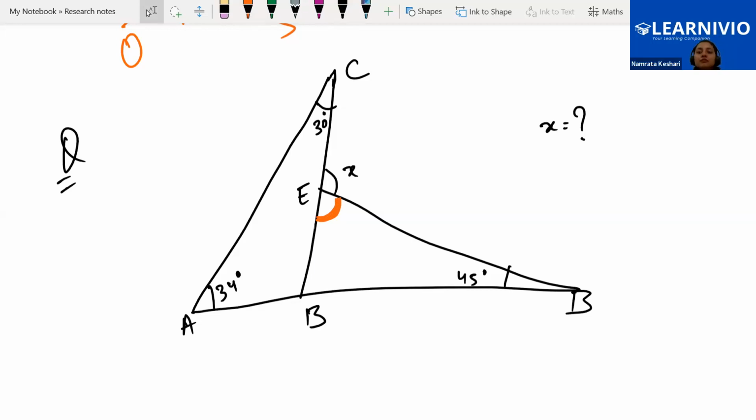Have you noted the figure, everyone? Sarah, Sazia, Ayan, Farhan, Irshad. Have you noted the figure? Noting it. Yes, ma'am.